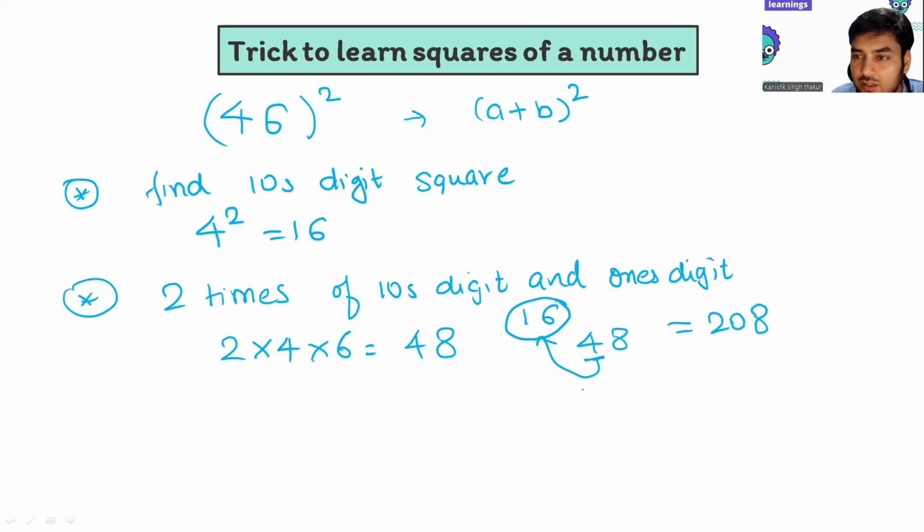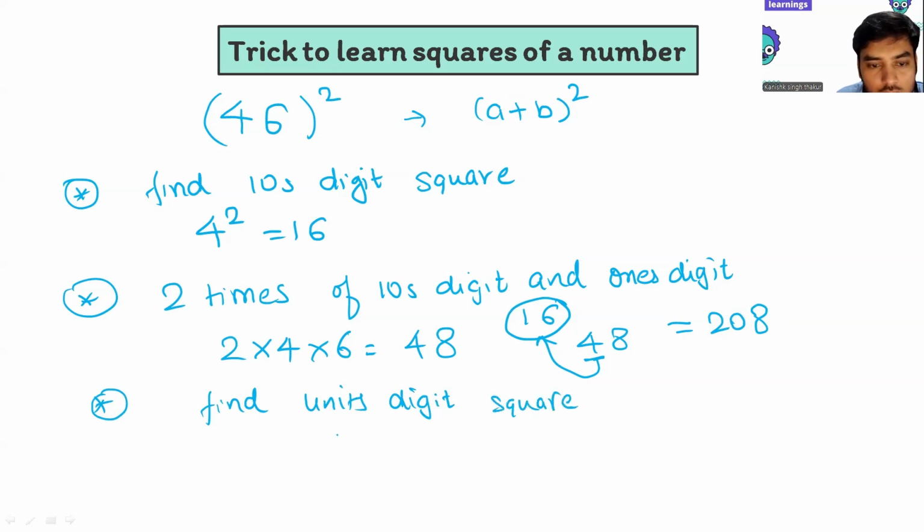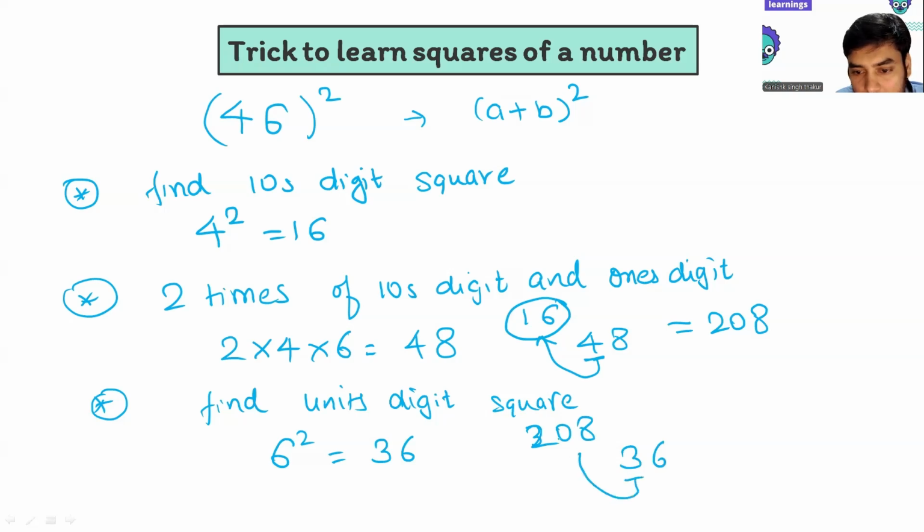If you remember, I added only the tens digit fully to the previous number. Then what I have to do is find the units digit square and add it in the same way. So how much would it be? 6 square, that will be equal to 36. Again, I'll add 36 to 208. You guys know how to add it fully to the previous number. So it becomes 2116. That is your answer.